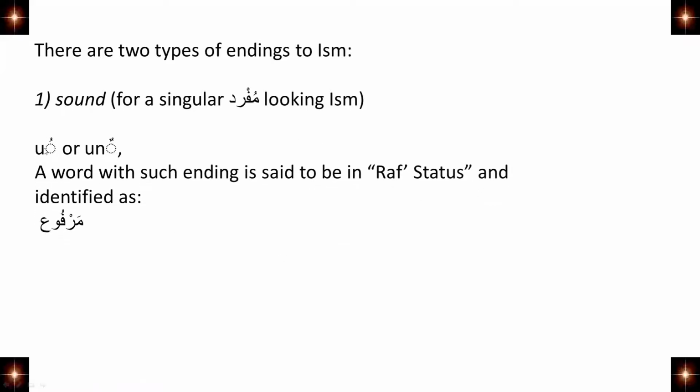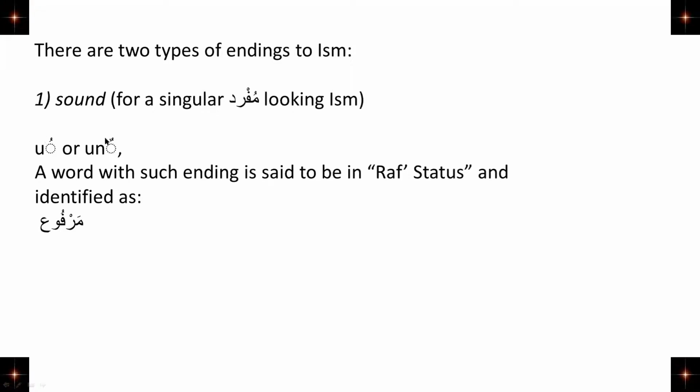So these are the sounds, u and un. We said this is light and this is heavy. A word with such ending is said to be in rafa status and is identified as what? Marfu, we said that, right? U, un. So kitabu or kitabun, muslimu, muslimun, baytu, baytun, and so on, right? Heavy because of the tanween on it, right? And as we said, the actual haraka is dhamma. This one makes it heavy only, okay? And it is for a rafa status ism.